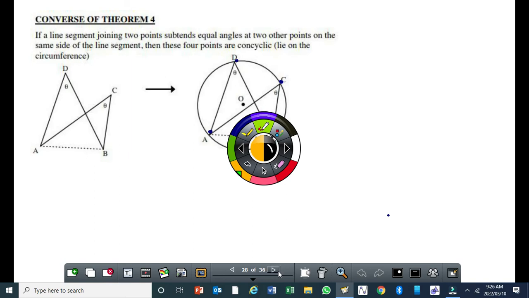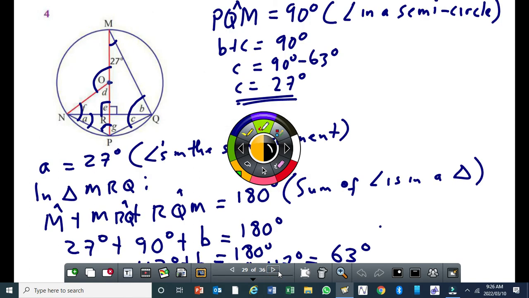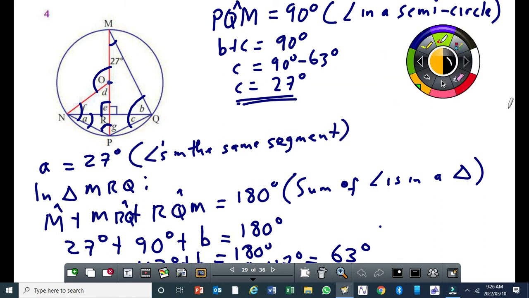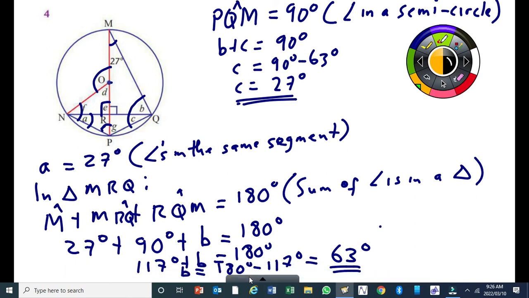It's the converse of theorem 4. All right. You can also have a case like this. Well, this diagram, I took it from Platinum Maths. Okay, that's where it is from. My concern is that some of you might not see it properly.